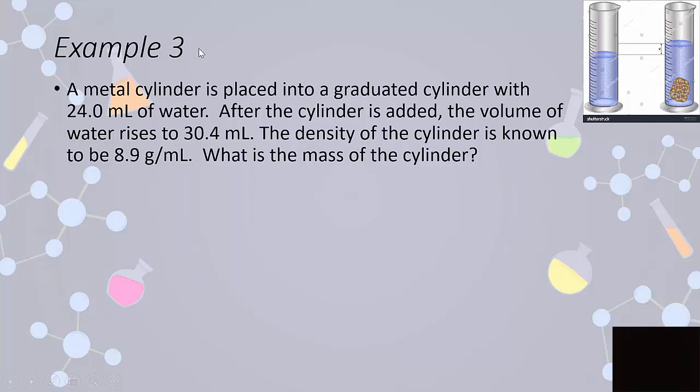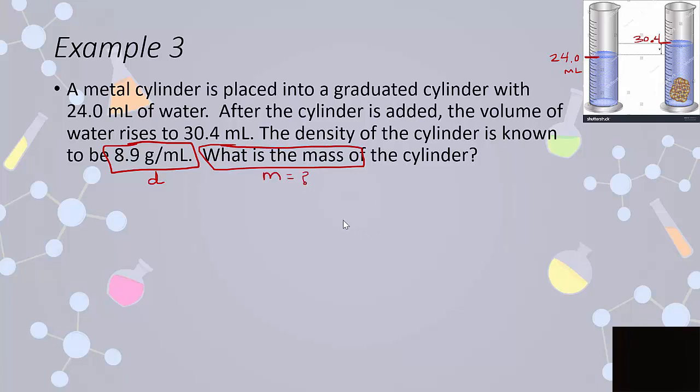Okay, so problem 3 here says, a metal cylinder is placed into a graduated cylinder with 24 milliliters of water. So our starting value here is 24 milliliters. After the cylinder is added, the volume of water rises to 30.4. So now it's up at 30.4. Interesting. The density of the cylinder is known to be 8.9 grams per milliliter. So I'm going to put a little P by that, label it density. And the question is, what is the mass? So I'm going to write myself a note, mass equals question mark.